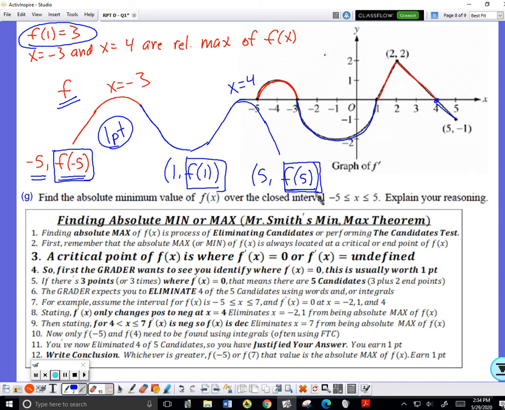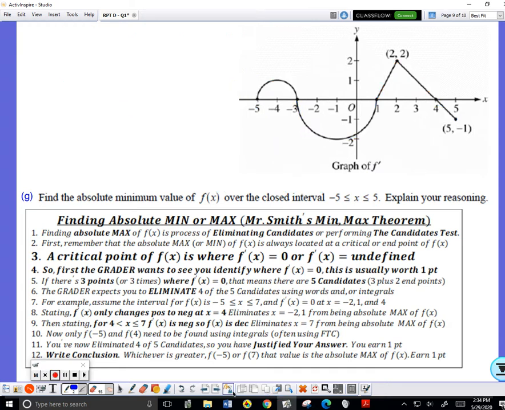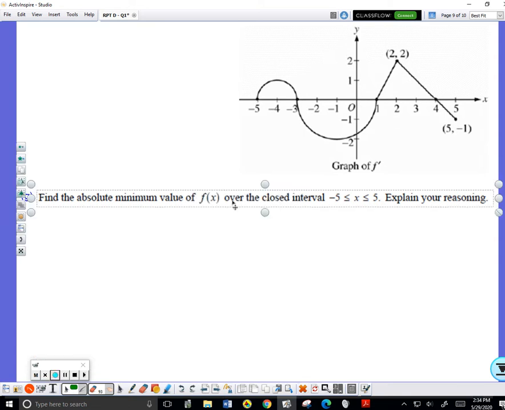So we're down to the last part, which is to do integrals. We have a graph of f prime, so we're going to use the fundamental theorem to do this. So we can clear this off and get rid of the box now. Get rid of this.